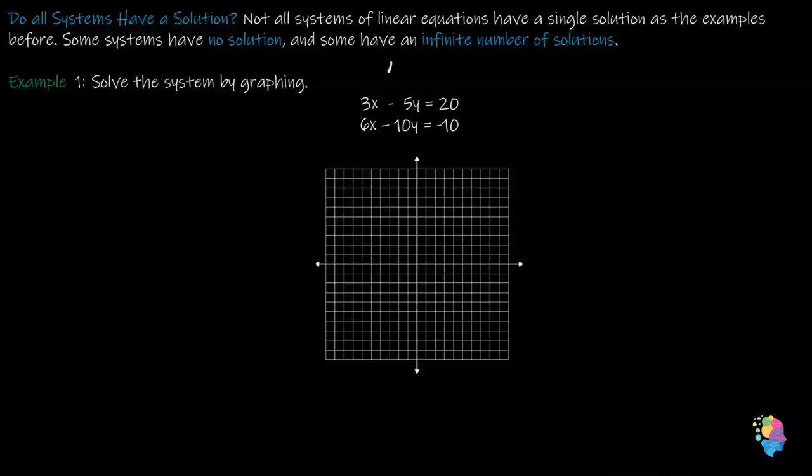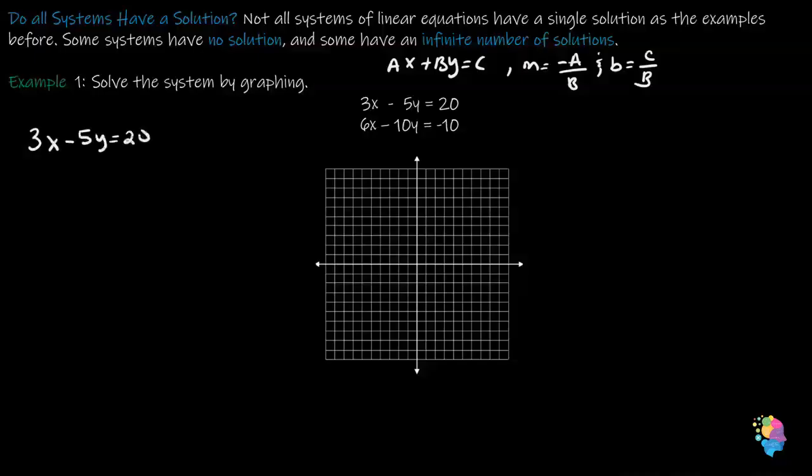Remember, the standard form is ax plus by is equal to c, and the slope is found by dividing negative a over b, and the y-intercept is found by dividing c over b. So let's bring our first equation, that is 3x minus 5y is equal to 20. Then the value of a is 3. The value of b is negative 5, and the value for c is 20.